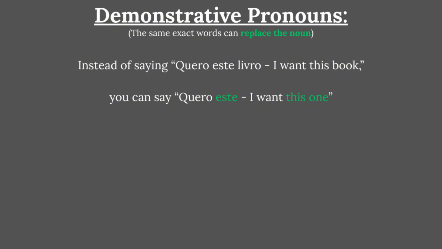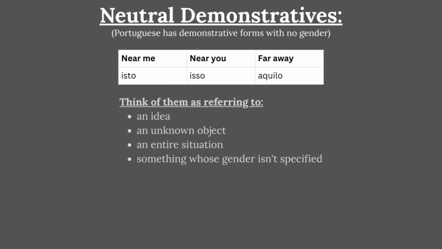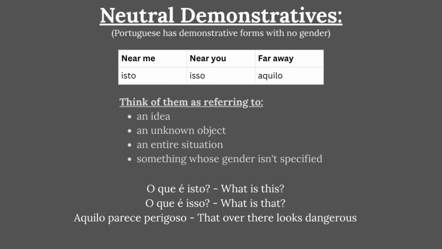At the same time, Portuguese also has neutral demonstratives with no gender. Isto, isso, aquilo. These never modify nouns, and they mainly refer to ideas, unknown objects, or entire situations. Some examples are O que é isto? O que é isso? Aquilo parece perigoso.